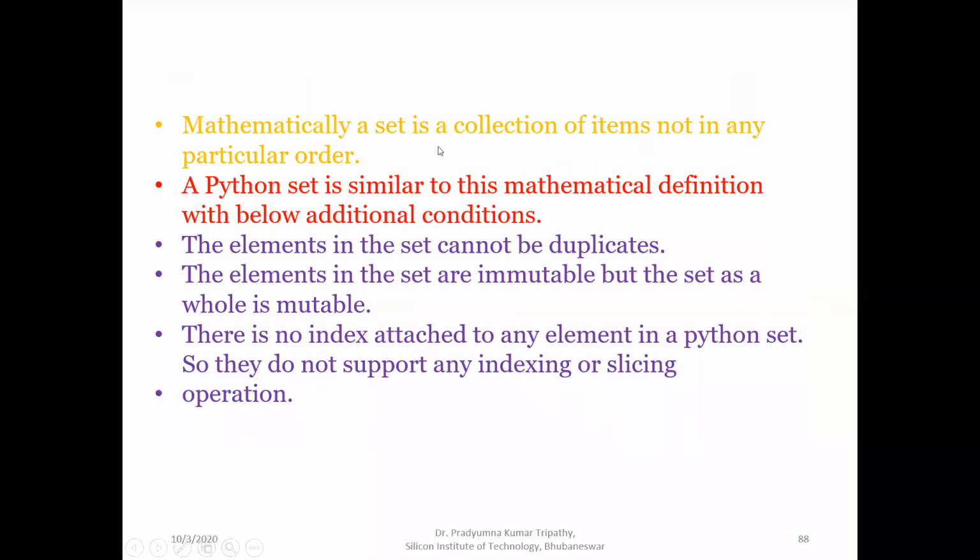Mathematically, a set is a collection of items, not in any particular order. So a Python set is similar to this mathematical definition with additional conditions. What are those? The elements in the set cannot be duplicated. You cannot have a duplicate element in a set. Do sets have duplicate elements in mathematics also? So sets cannot have duplicate elements.